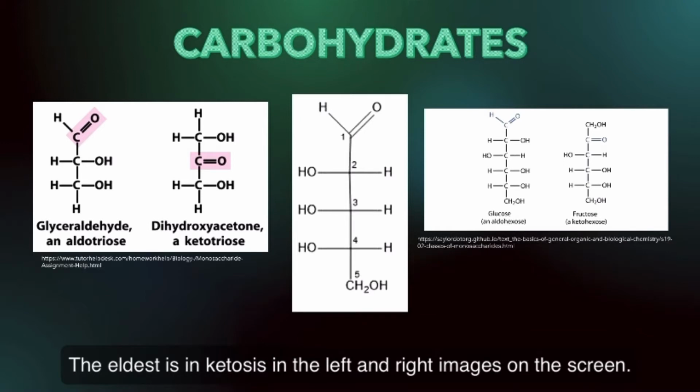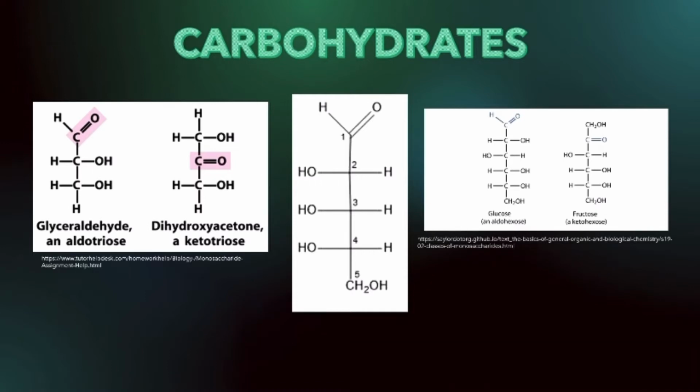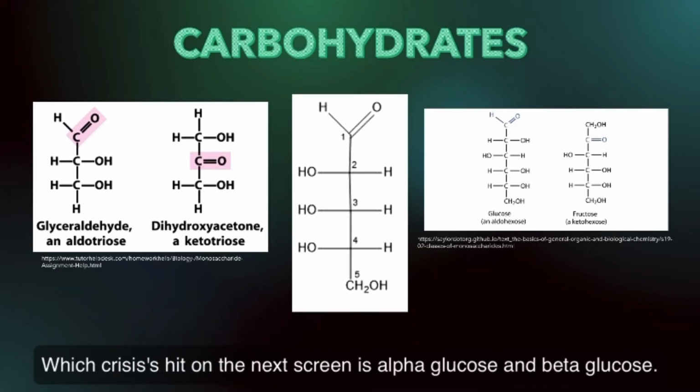Note the aldoses and ketoses in the left and right images on the screen. Aldose carbon skeleton is in the aldehyde group, and ketose in the ketone group. Then we have the middle image, which is ribose. Ribose is a pentose, and to the right is glyceraldehyde and dihydroxyacetone, which are trioses.